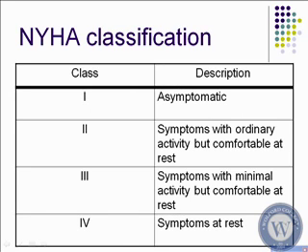A person who has class 1 is considered asymptomatic. Class 2 is symptoms with ordinary activity but comfortable at rest. It becomes important at class 3 and class 4. Class 3 is when they become symptomatic at minimal activity. And class 4 is the most dangerous to put to sleep because their symptoms are at rest.